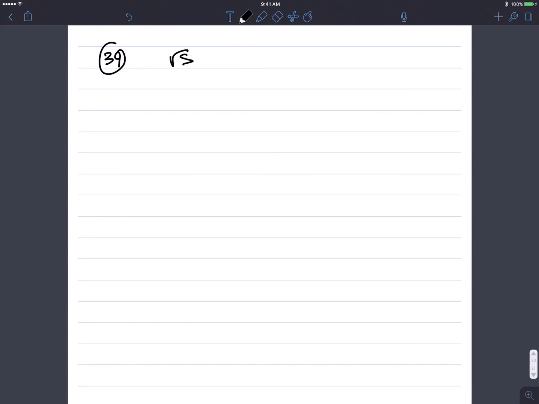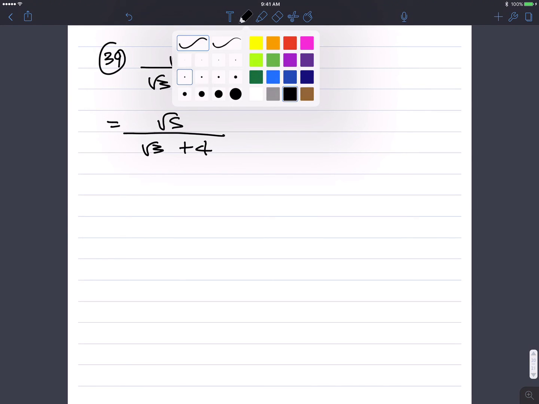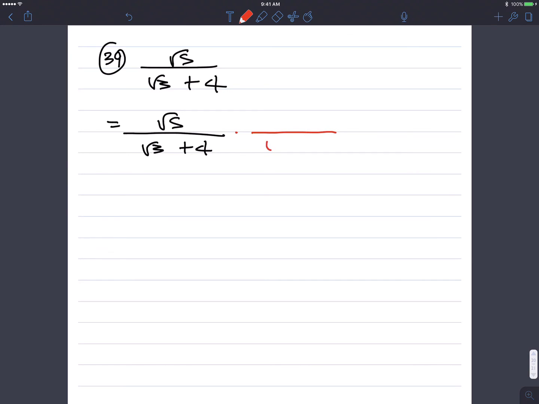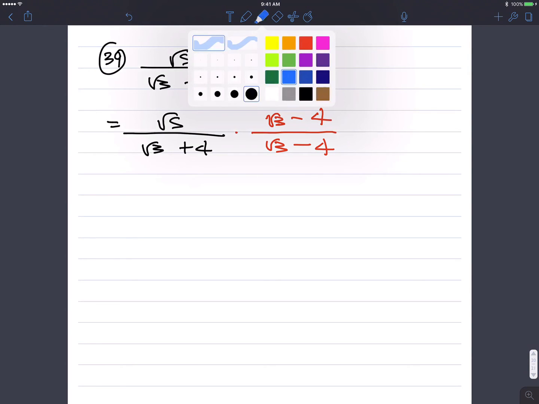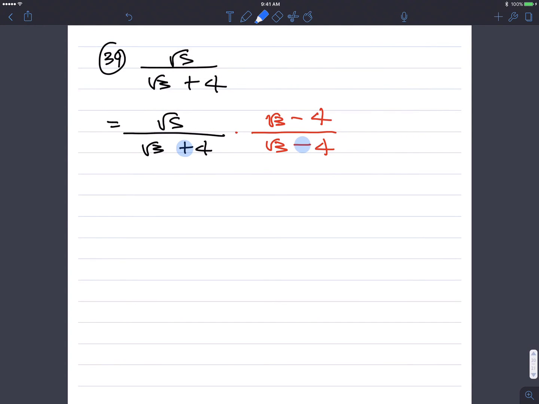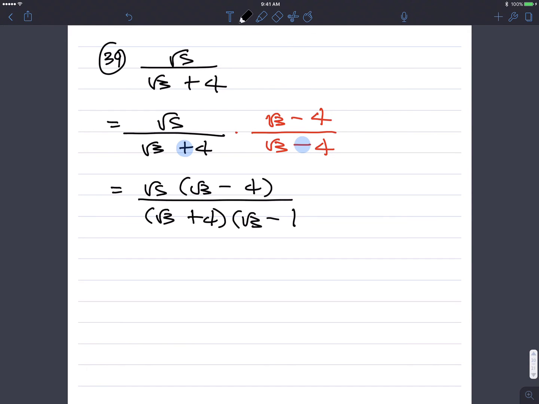39. The square root of 5 over the square root of 3 plus 4. Square root of 5 over square root of 3 plus 4. Now multiply top and bottom by the conjugate of the denominator. Square root of 3 minus 4. Notice again, plus, minus. Conjugates. Square root of 5 times the square root of 3 minus your 4 over square root of 3 plus 4 times the square root of 3 minus 4.